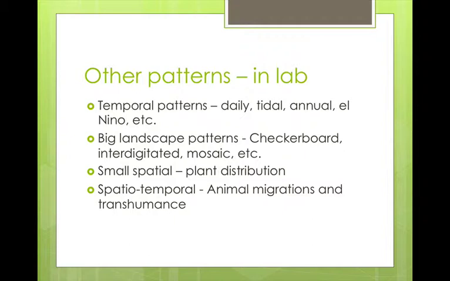Checkerboards from farm use, interdigitated, where farmland naturally meets sort of grassland. Grassland meets forest. Mosaic of small little pieces on the landscape. And then there's small spatial patterns that you're going to study in lab about the plant distribution, whether it's clumped or random or regular. And then there's spatial temporal patterns that we're not going to talk much about in this class, but you might see in other ones, like animal migration or the transhumance.